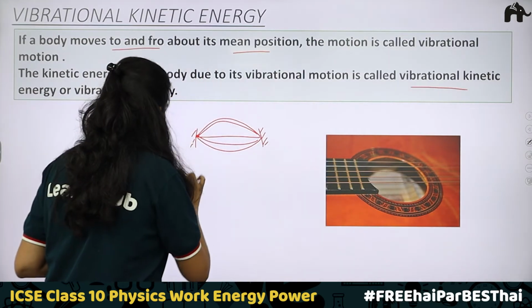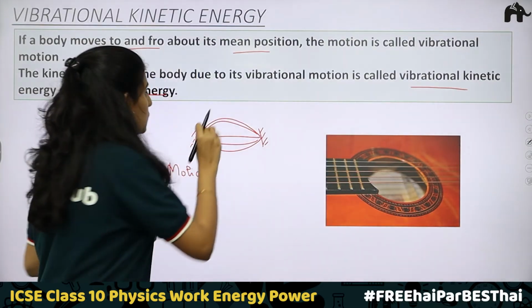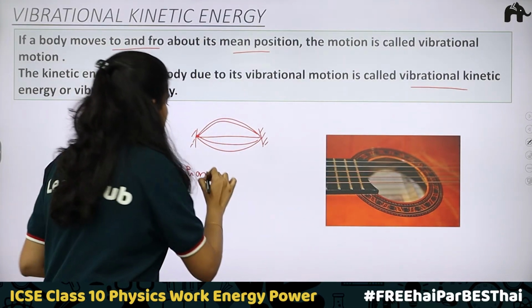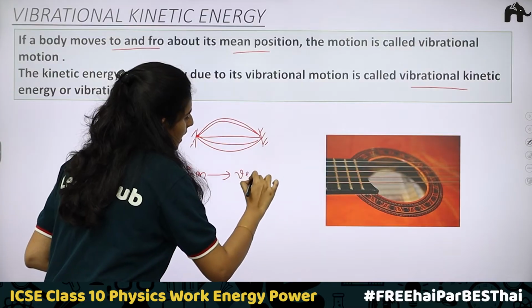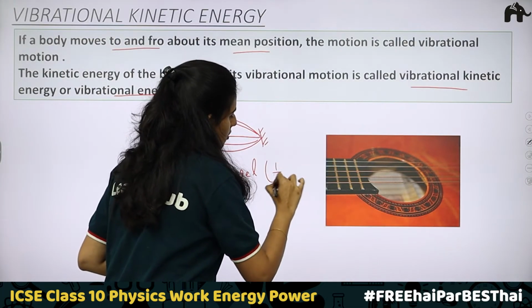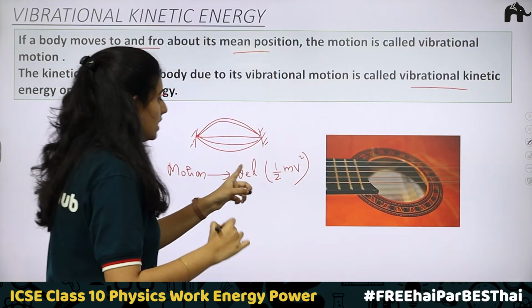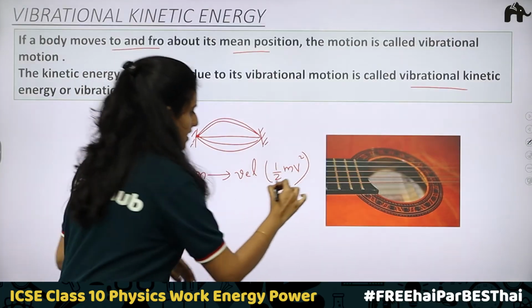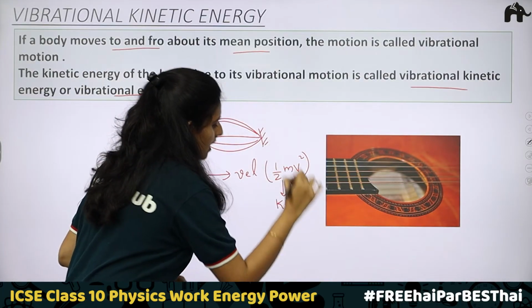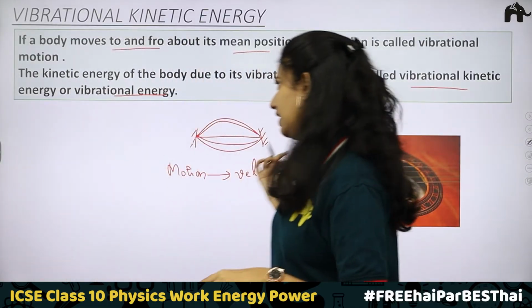Here there is a motion. When we apply a force, we do a work, there is motion. This motion will create a velocity. When there is velocity, according to the formula half mv square, this velocity will create kinetic energy. Then there is kinetic energy for the body. And this kinetic energy is a work done. Clear?